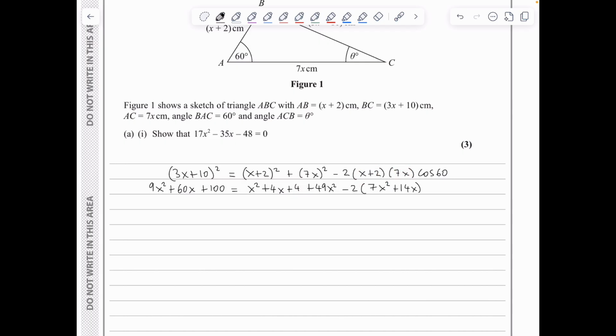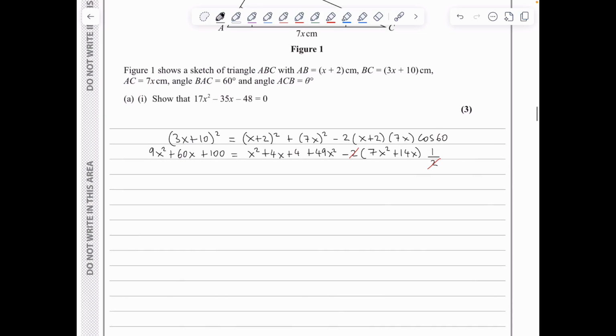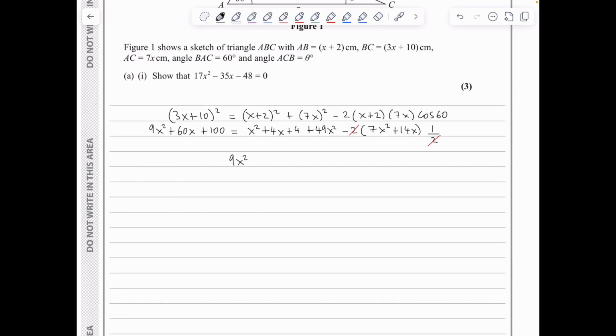And the cosine of 60 is a half, which is quite handy because the 2 with the half will cancel out. And therefore, we are looking at 9x squared plus 60x plus 100 being equal to 50x squared plus 4x plus 4 minus 7x squared minus 14x. I will further simplify this into 9x squared plus 60x plus 100 being equal to 43x squared minus 10x plus 4.